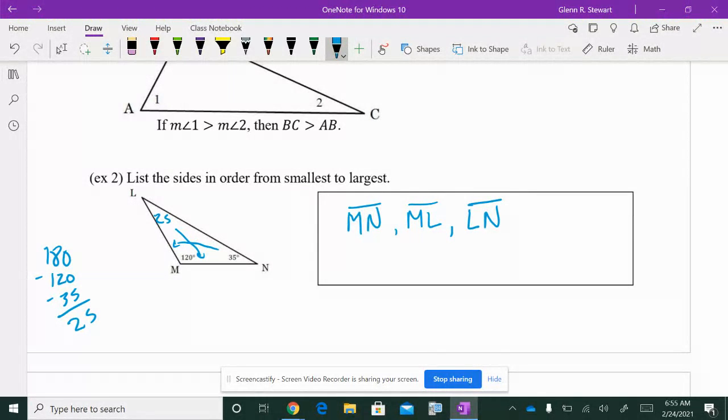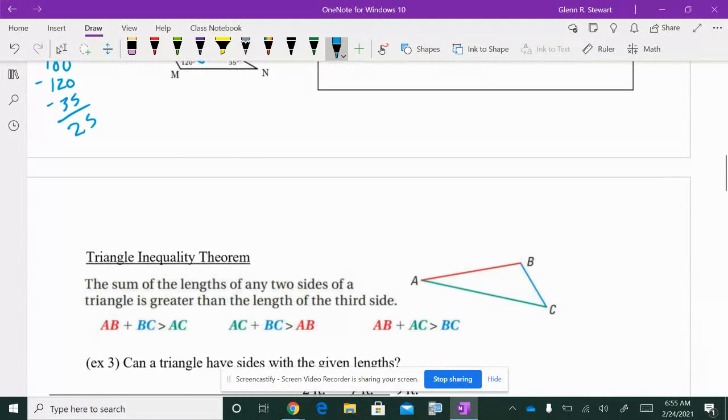Now, pay close attention. Sometimes the pictures aren't necessarily drawn to scale, or you might have two sides that look very, very similar. Using the angle measures will help you to determine which side is greatest and which side is least.